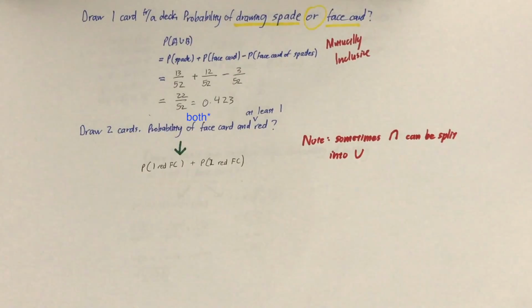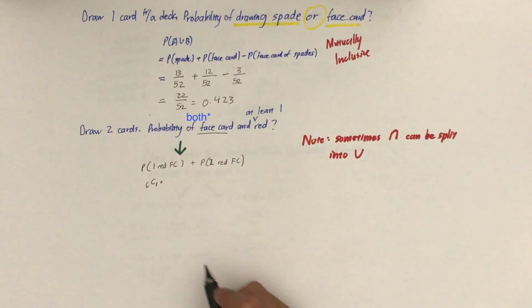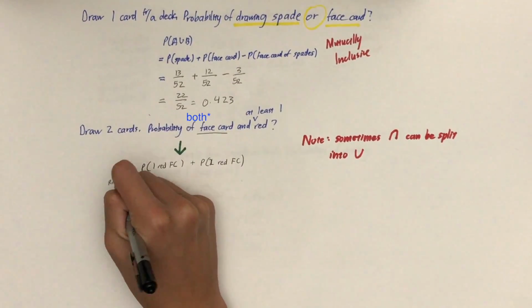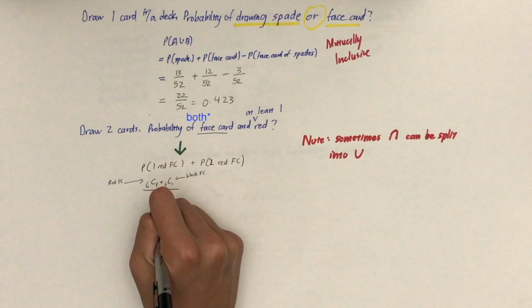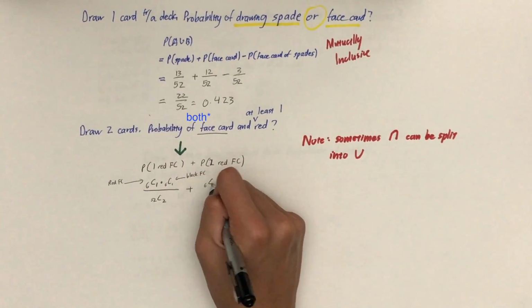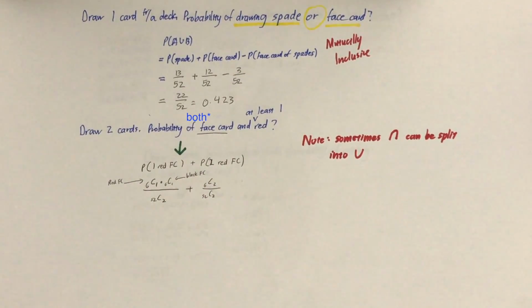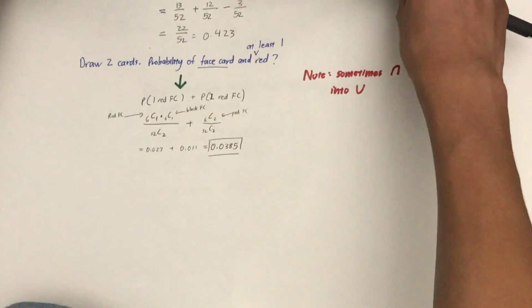So you have 6 red face cards and you can draw one of them at a time, so that's 6C1. There's also 6 black face cards and you're taking one of them at a time, so that's 6C1 again. You multiply those two together to find the number of possibilities, and you divide by 52C2, which is the total number of ways that you could draw 2 cards from a deck. Then you add that to the probability of drawing 2 red face cards, which is 6C2 over 52C2, and if you add that up, you get 0.0385.